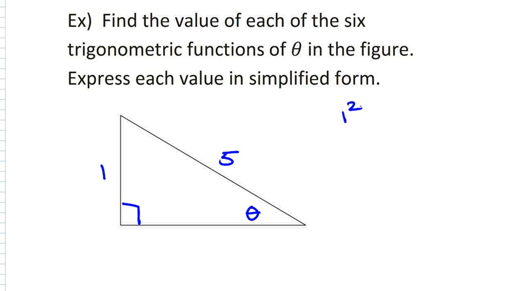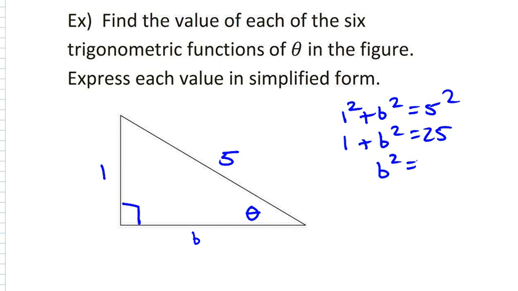We'll do 1 squared, and we'll just call this b, plus b squared equals 5 squared. One plus b squared equals 25. So b squared equals 24. So b equals the square root of 24, which simplifies to 2√6.